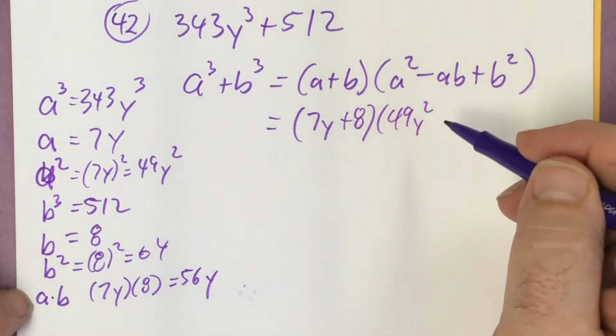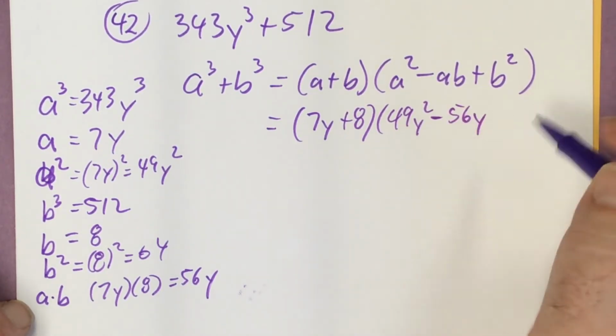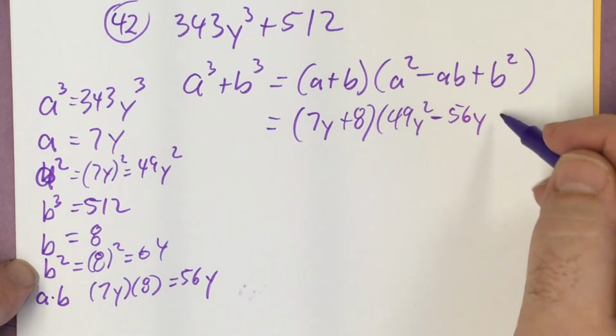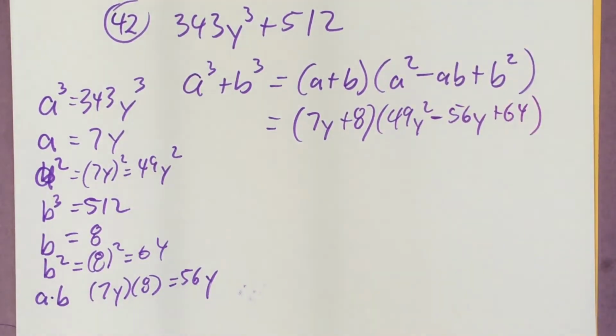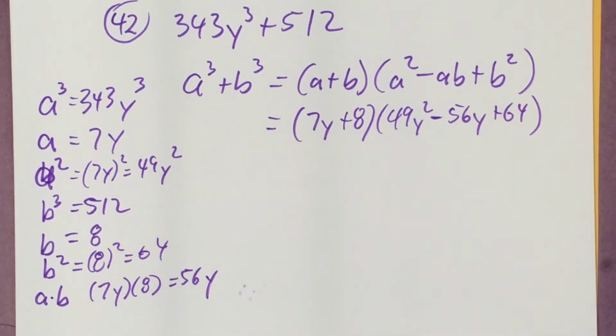49y squared. Minus, what's AB? 56y. What's b squared? Plus 64. And you're done. That's it. Those are the two factors. We can't do anything else with this other resulting trinomial.